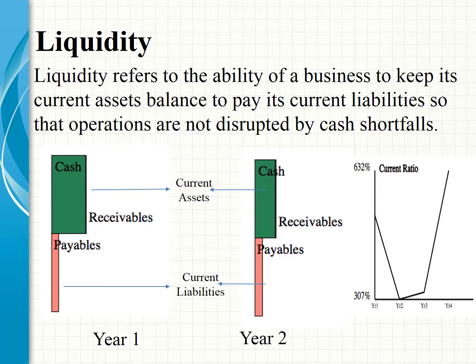Here is a question to think about. How do we determine a business's liquidity? Of course, the answer is that we look at the difference between the total current assets and the total current liabilities. Remember, total current assets includes cash and receivables, and total current liabilities includes payables.